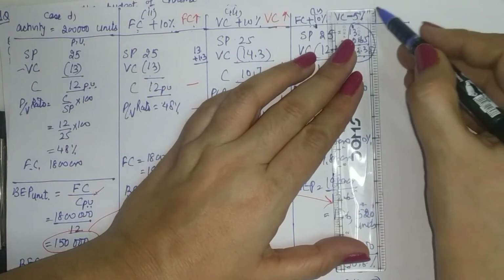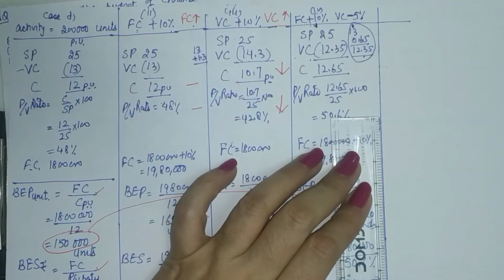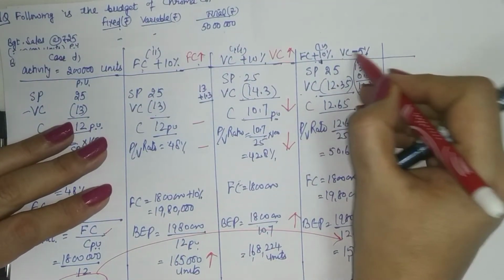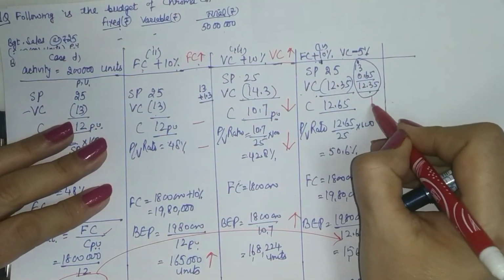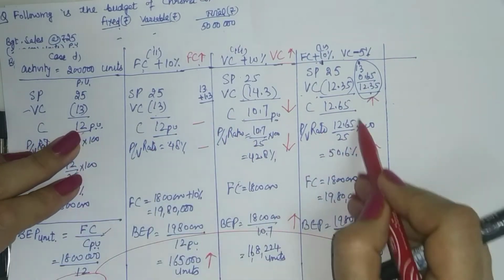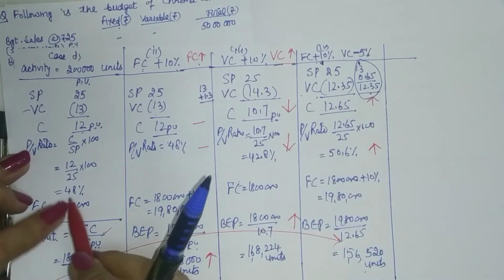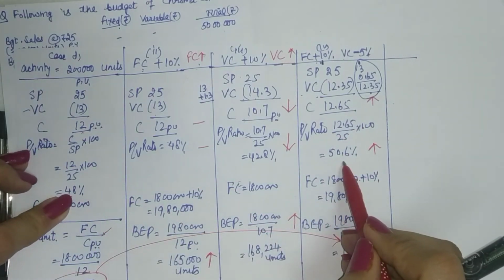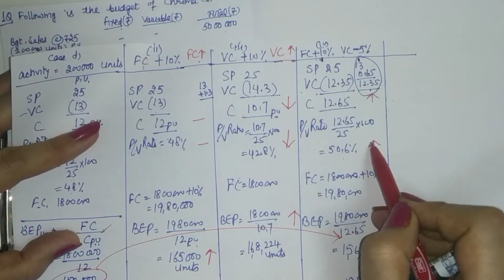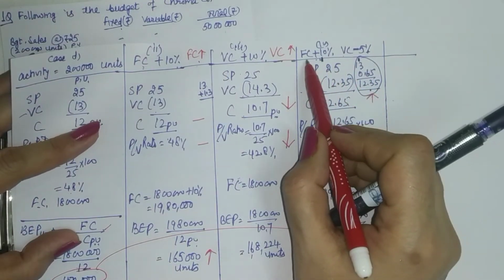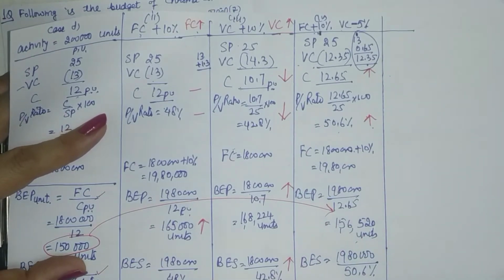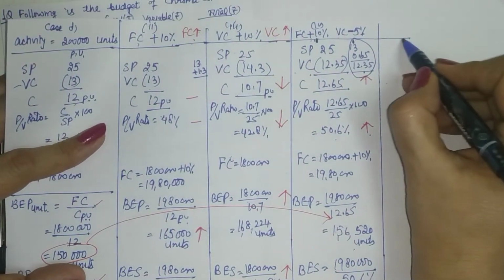So now we have seen the changes in cost and their effect on break-even point and contributions. Like when your cost reduces, your contribution increases, PV ratio increases. Contribution was 12, now it is 12.65. It is 48, now moved up to 50.6 because your variable cost is reduced. But because this reduction is cancelled by the increase in fixed cost, overall your break-even point has moved up.